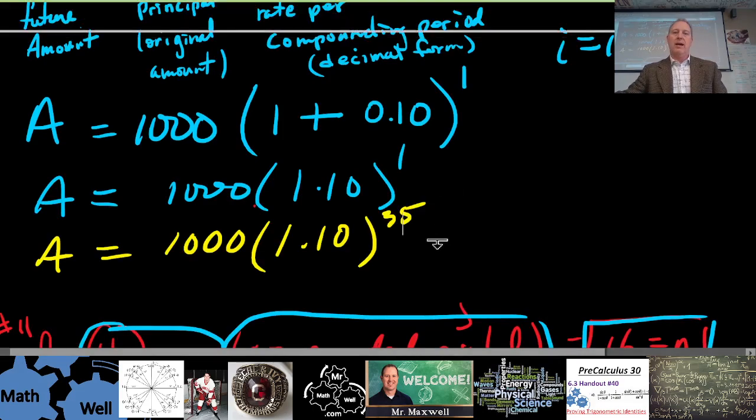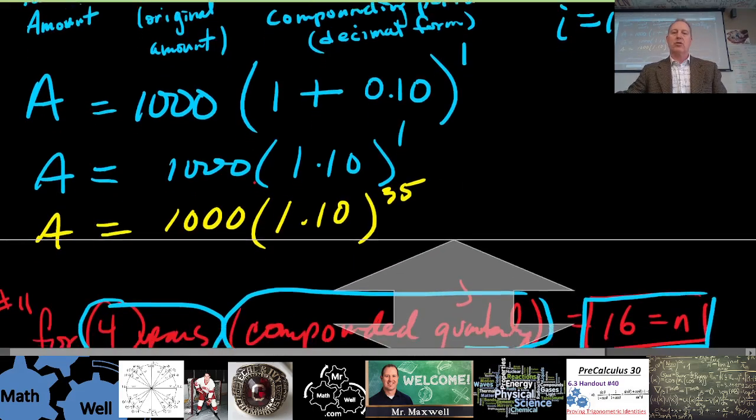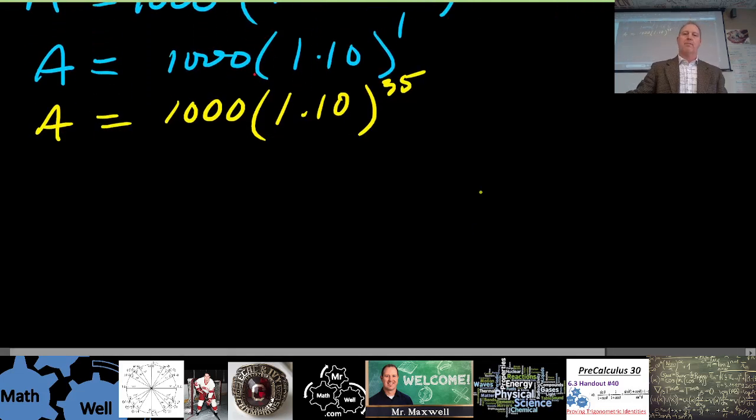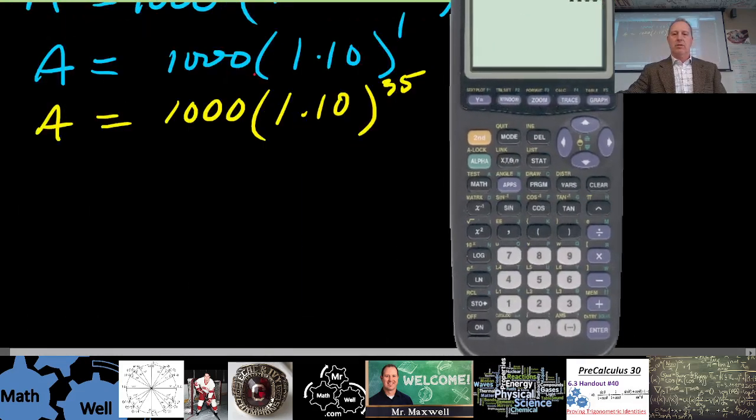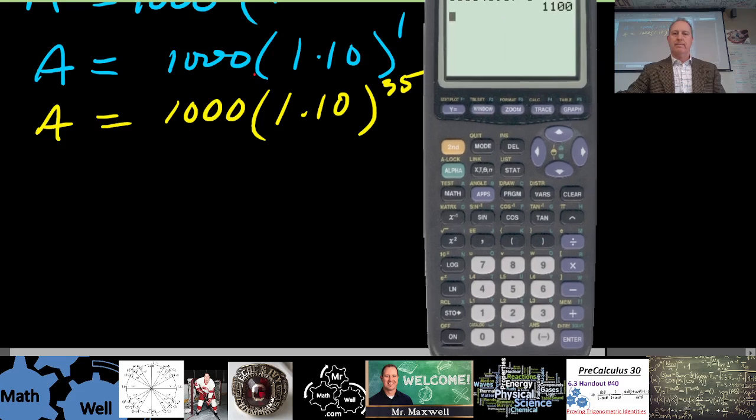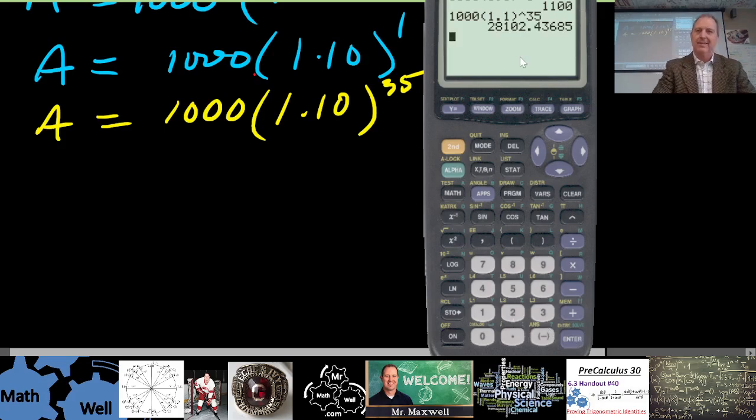Go ahead and put this into your calculator. Make sure your calculator works. Go ahead and put that in your own calculator and see how much money you would have when you're old and gray like me. Use your brackets, find your exponent button, to the power of 35. So you would have, okay, my goodness.